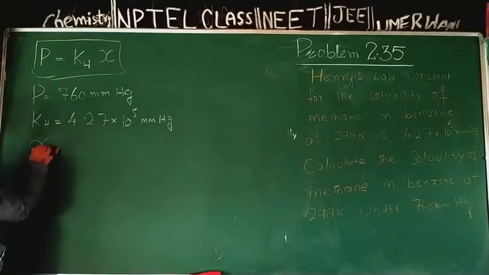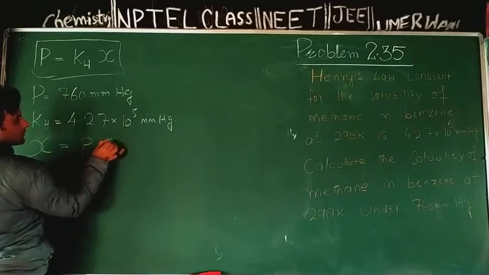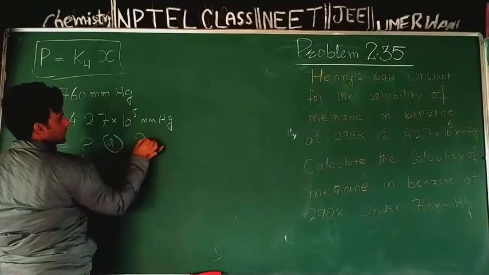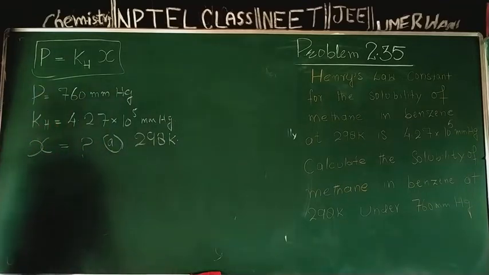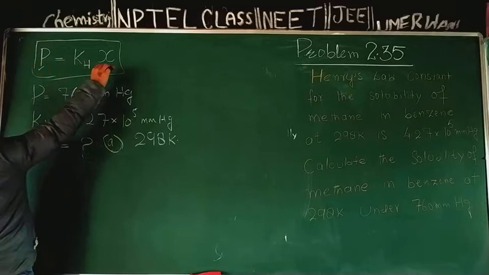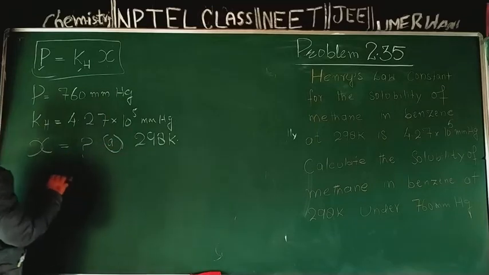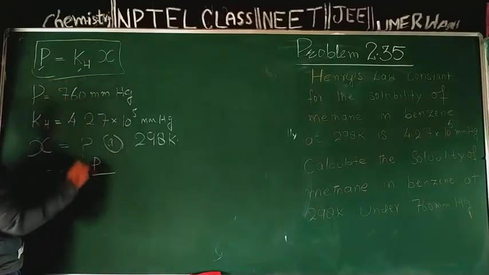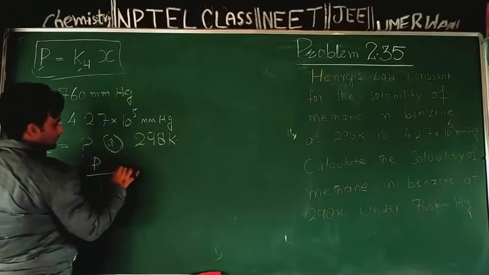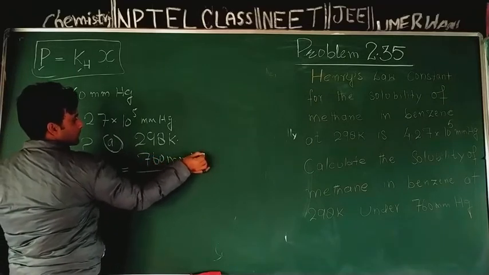Now I need to calculate the mole fraction of methane gas in benzene at what temperature? At 298 Kelvin. P is a given parameter, Kh is a given parameter. I need to calculate the mole fraction of methane gas in benzene, which represents its solubility at 298 Kelvin. Applying this equation, X will be equal to P divided by Kh. Pressure is given: 760 mm Hg.